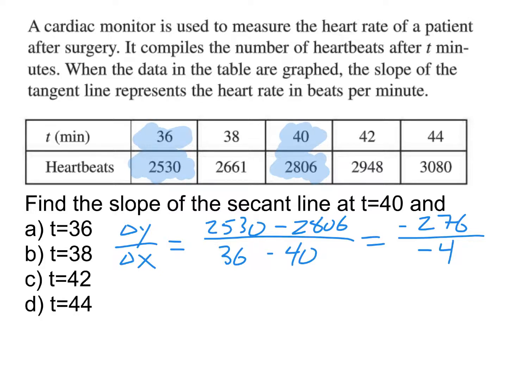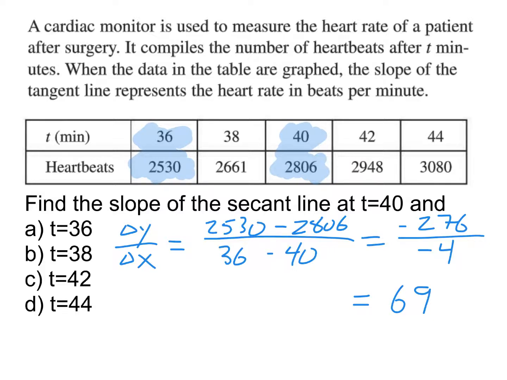Now we can go ahead and do that division. What is negative 276 divided by negative 4? When we do that division, that gives us a positive 69, because notice a negative divided by a negative is a positive.